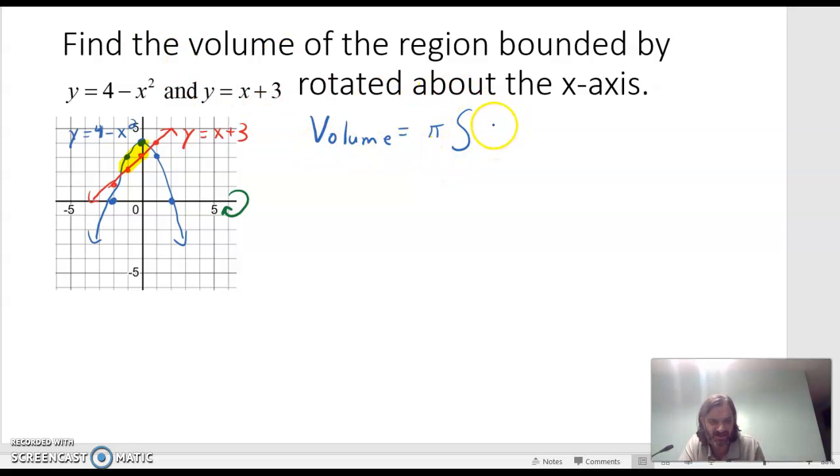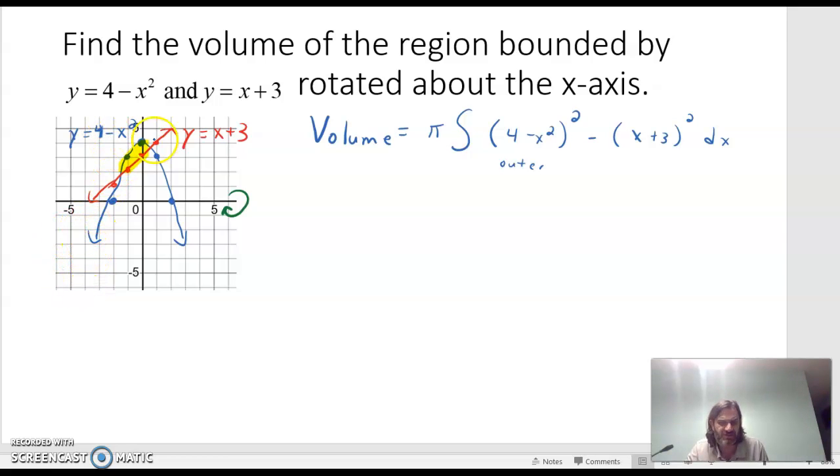So the outer radius goes all the way out to the parabola. That would be 4 minus x squared for the outer, and then minus the inner, which is x plus 3. So we've got some stuff to square and then clean up. We've also got some endpoints to find.